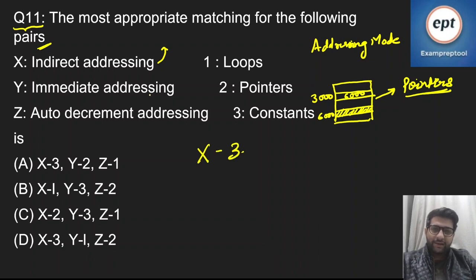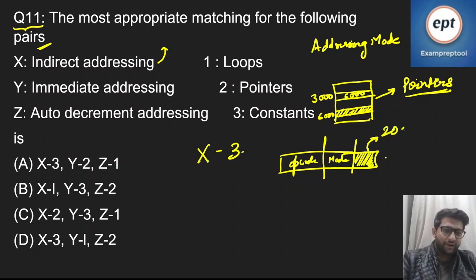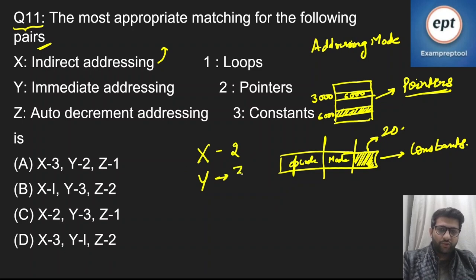The second one is immediate addressing. So what is immediate addressing? If this is an instruction, the opcode, the mode, and the value will be stored inside the instruction itself. So let's say a value 20 is stored here itself. These types of instructions are used while using constants. Here, this was with pointer, so this is 2, and y will be matched to constants. And so the left one is 1.